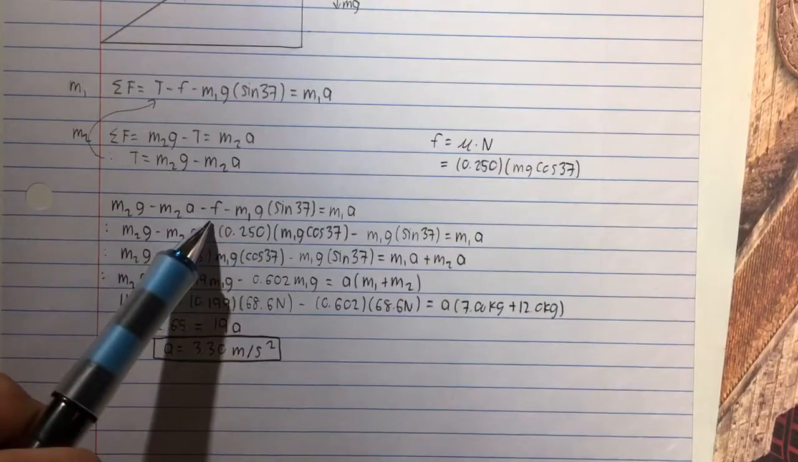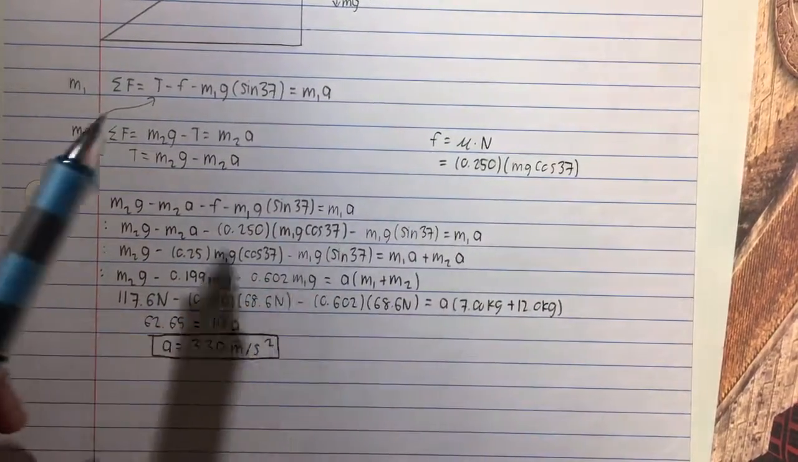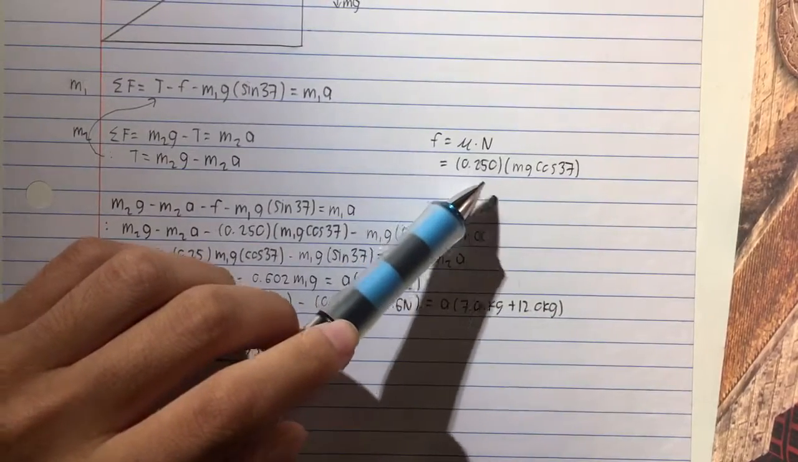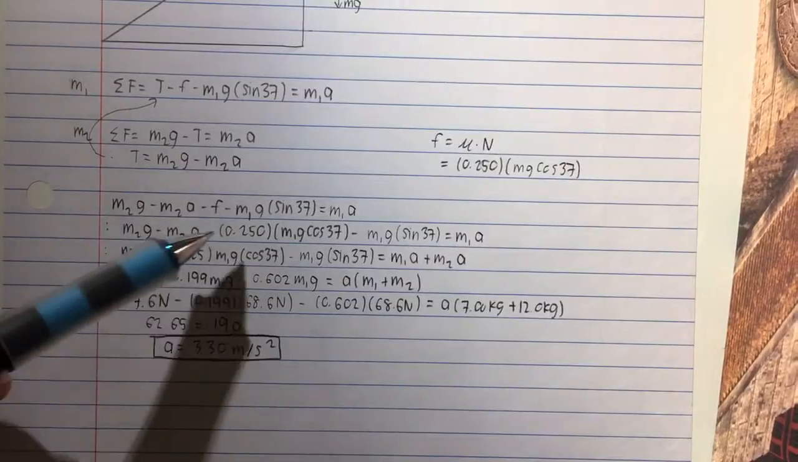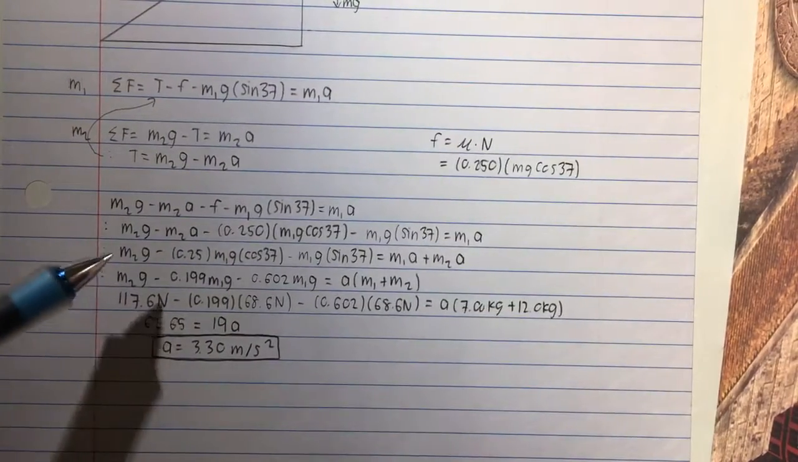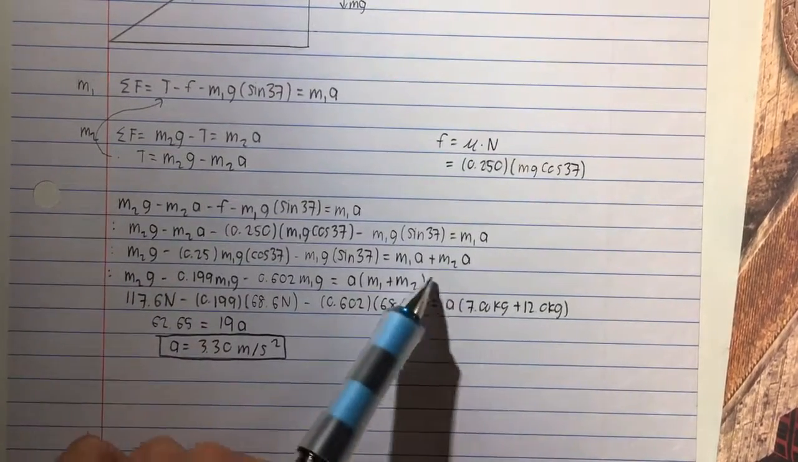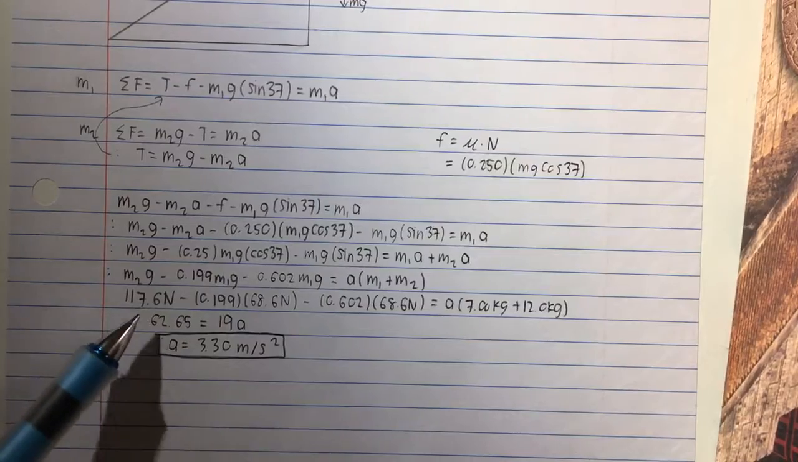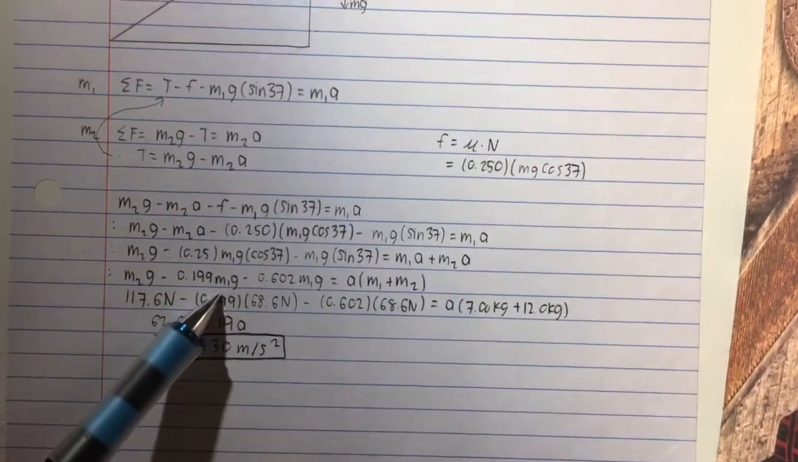And for friction, since we know that friction equals mu times normal force, it'll be 0.25 times mg cosine 37. And we just plug that back in here. And after that, I put all the acceleration units on one side. And after, I just plugged in all my numbers. And for like M2g and M1g, I plugged in the numbers I found here.